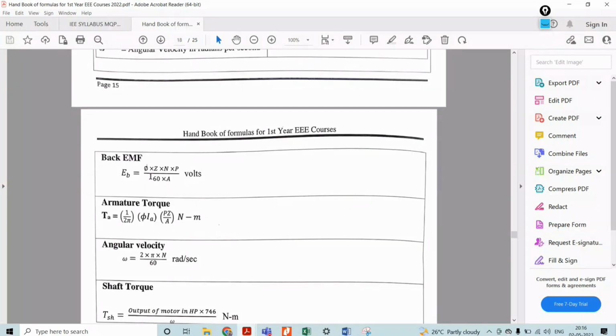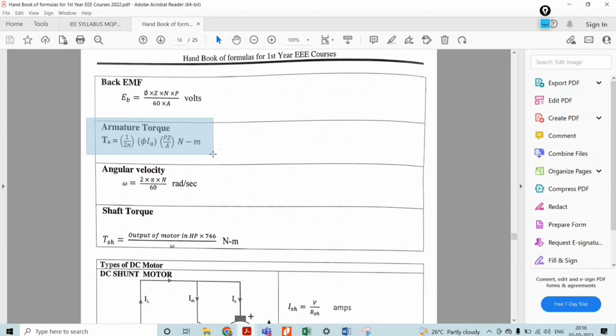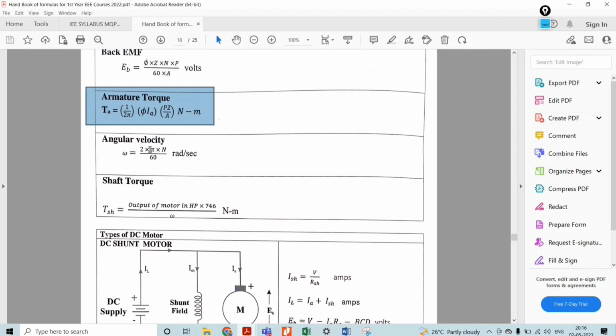Back EMF: in case of generator, EG equals phi Z N P upon 60A. In case of motor, EB equals phi Z N P upon 60A. There is no change at all; keep this in mind. Then the armature torque. What is torque? The turning or twisting force is called torque. TA equals 1 divided by 2 pi, into phi into IA, into PZ by A, where phi is flux, IA is armature current, P is number of poles, Z is armature conductors, A is number of parallel paths. What is the unit for torque? Newton meter. Then angular velocity omega equals 2 pi N divided by 60 radian per second.